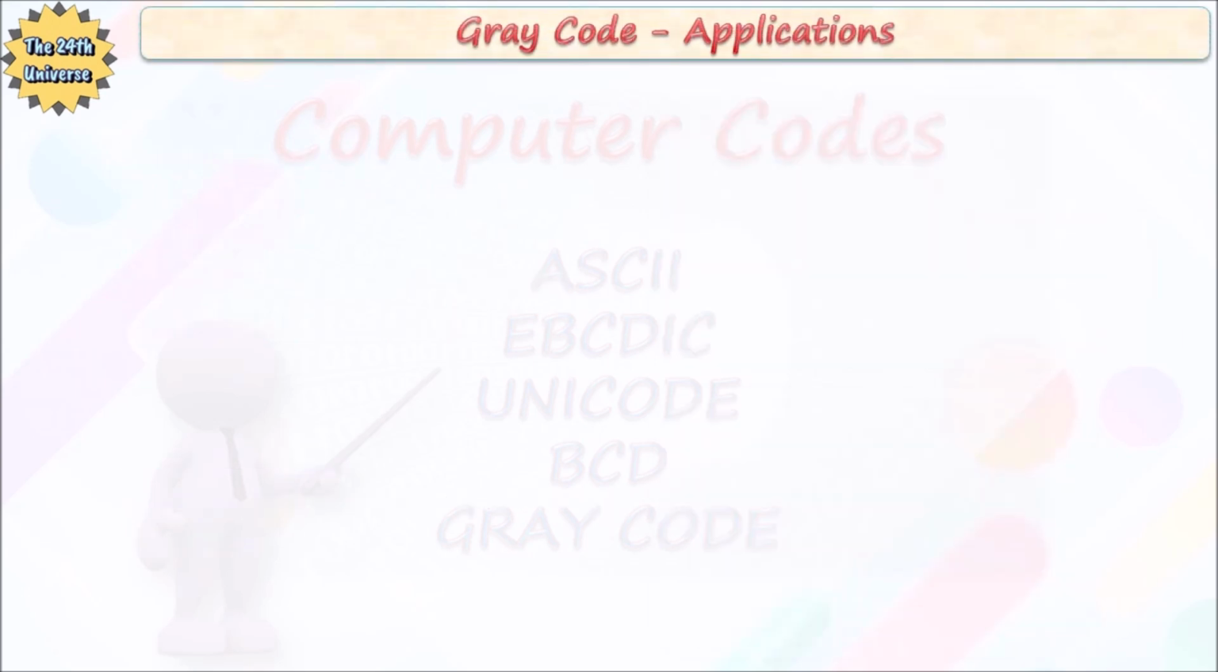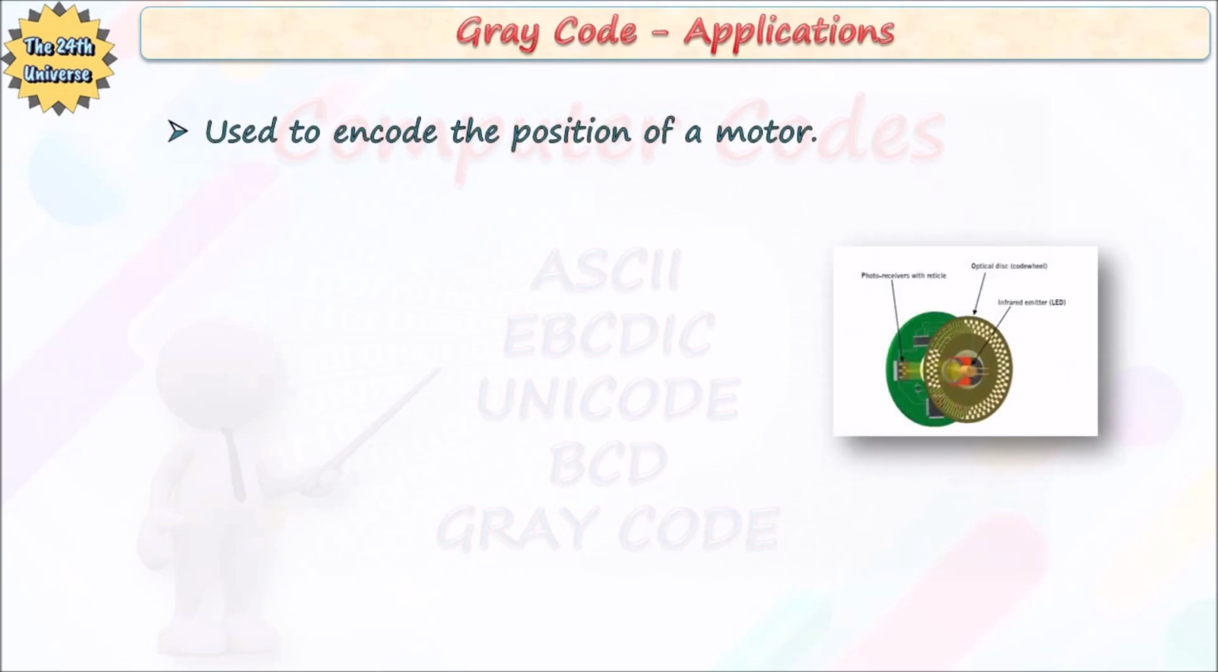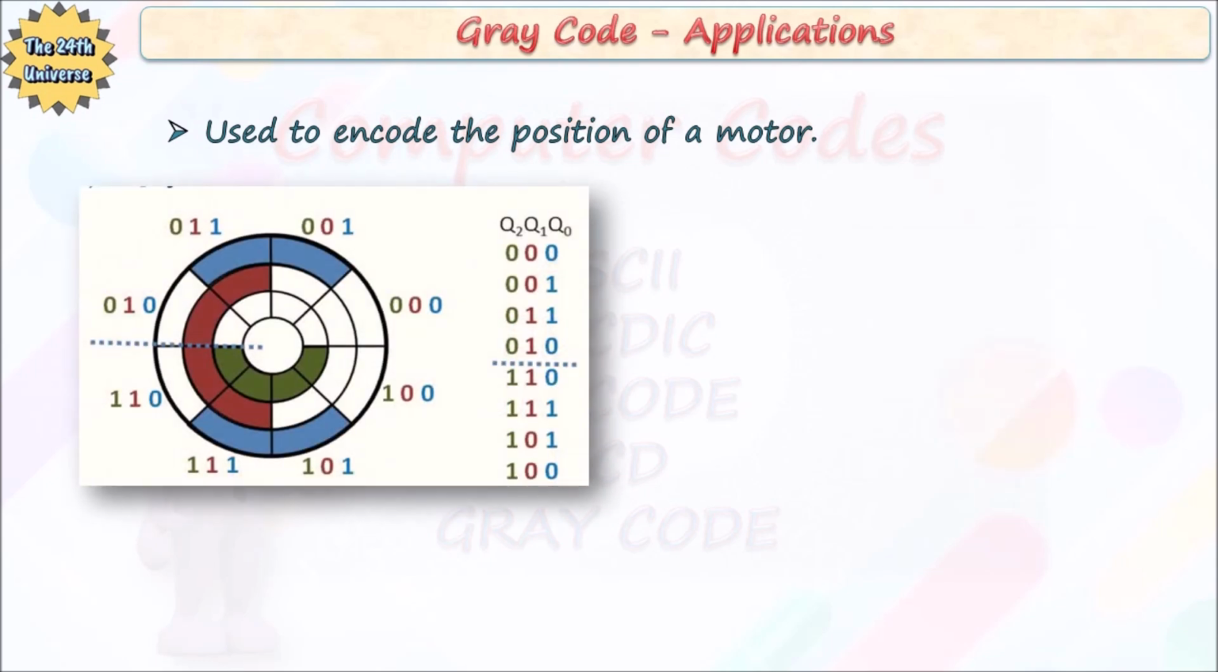Now let us look at the applications of gray code. Gray code is used to encode the position of a motor. Let me elaborate on this. The disk is divided into 8 sectors and 3 concentric circles. Each section holds 1 bit value. So, each sector holds 3 bit values.